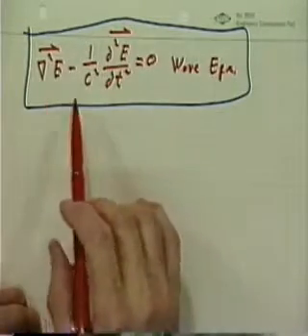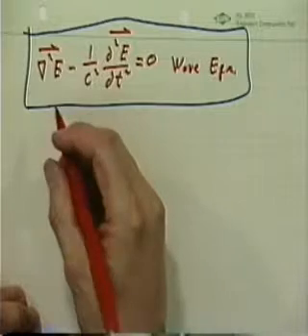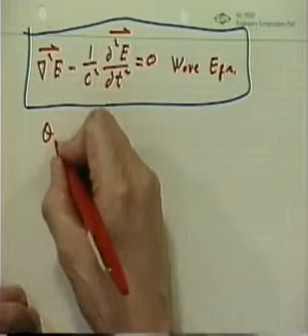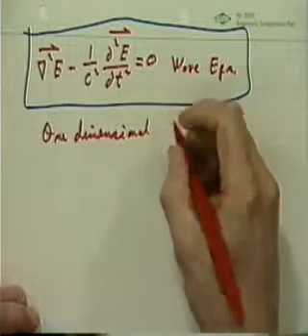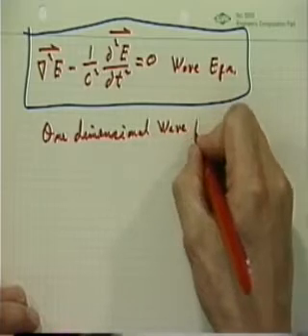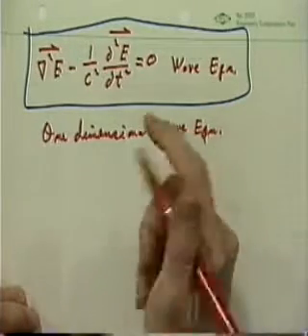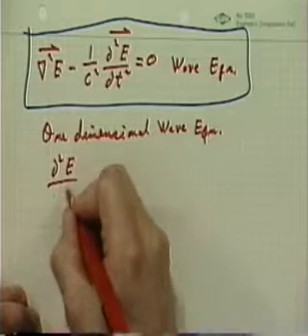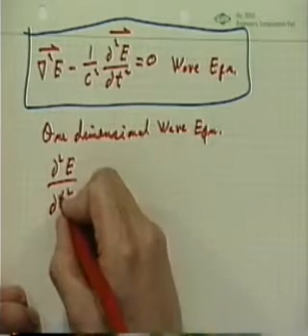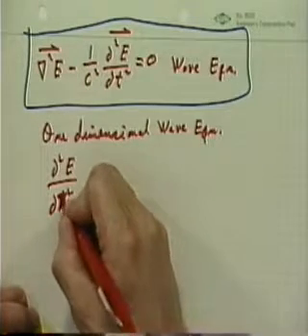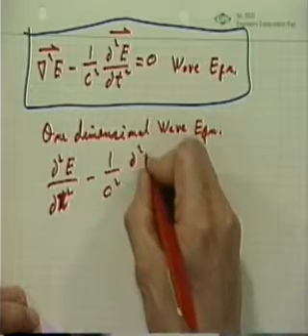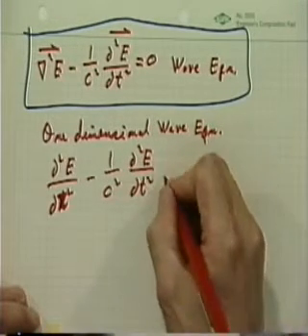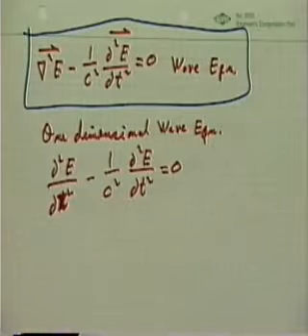The next thing we might do is to just look at the one-dimensional case. So the one-dimensional wave equation: the second derivative of E with respect to x, minus 1 over c squared, second derivative with respect to t, is equal to 0. So we'll just write it for one dimension here. Okay, so that's the wave equation.